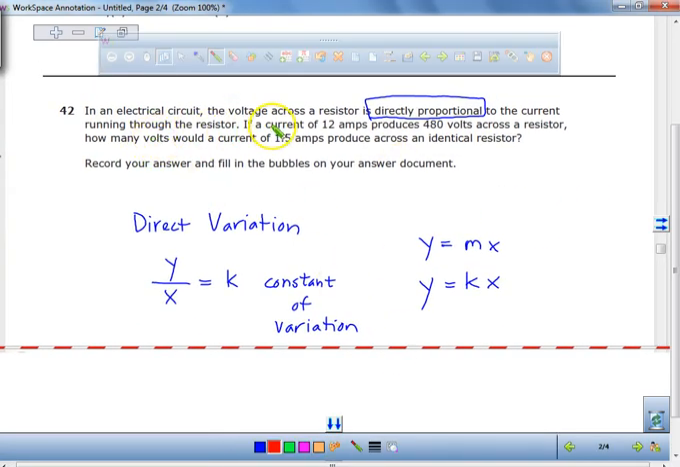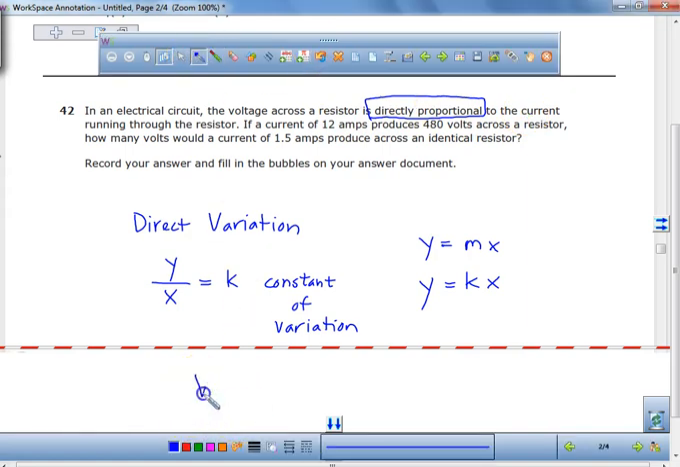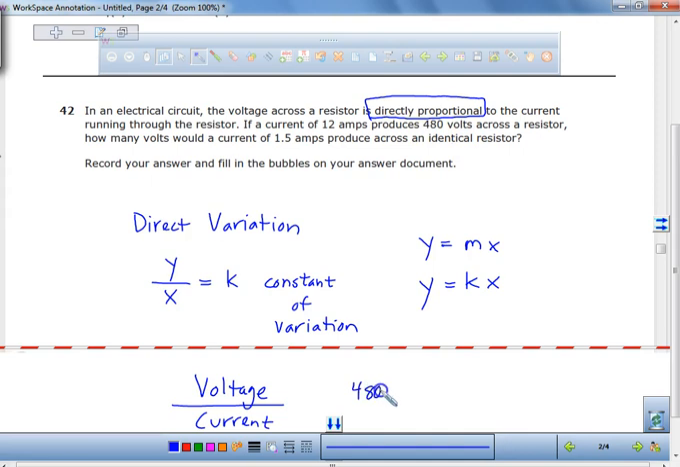Okay? It says the voltage across a resistor is directly proportional to the current. So here's what I want you to do. Write voltage is directly proportional to the current. So I want you to write voltage over current, the same concept as y over x. Voltage over current. So over here it says, if a current of 12 amps produces 480 volts, we're going to put 480 volts on top, and 12 amps on the bottom. You don't have to worry about V or anything else, just labeling it. It says, how many volts would a current of 1.5 amps produce? We're going to put 1.5 right here.